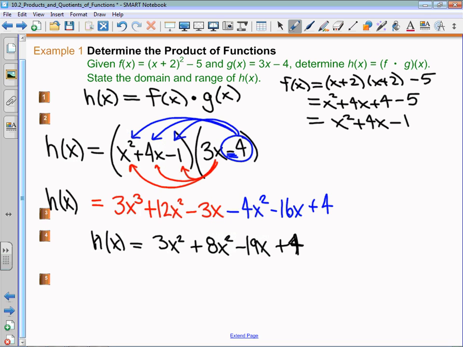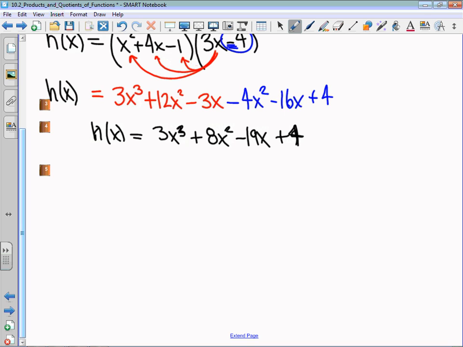All right, now you could use your calculator. This should be 3x cubed. Sorry about that. You could always use your calculator, plug that in, take a look at the graph, determine the domain and range. But you've done chapter 3, and we should know that this is a polynomial that has degree 3 and a positive leading coefficient.